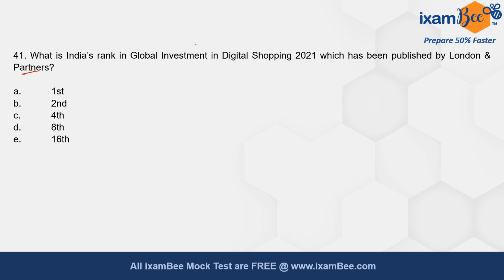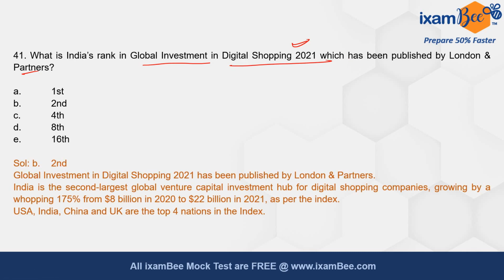What is India's rank in global investment in digital shopping 2021, which has been published by the London and Partners? So global investment in digital shopping 2021, India's rank is second. You can see USA, India, China and UK, these are the top 4 nations, and this index is launched by London and Partners.